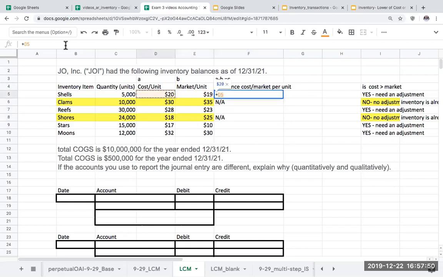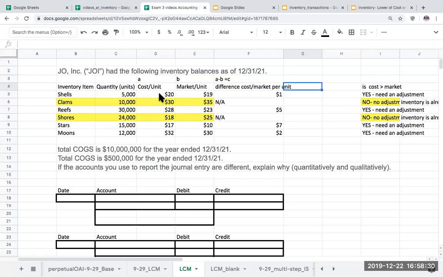So over here, my cost is 20, my market is 19. So the amount of adjustment per unit I'm going to need is $1. Over here, the adjustment I need on a per unit basis is going to be $5, or the difference between 28 and 23. Here, my difference is going to be $7, or the difference between 17 and 10. And lastly, here for Moons, my adjustment is going to be $2 per unit.